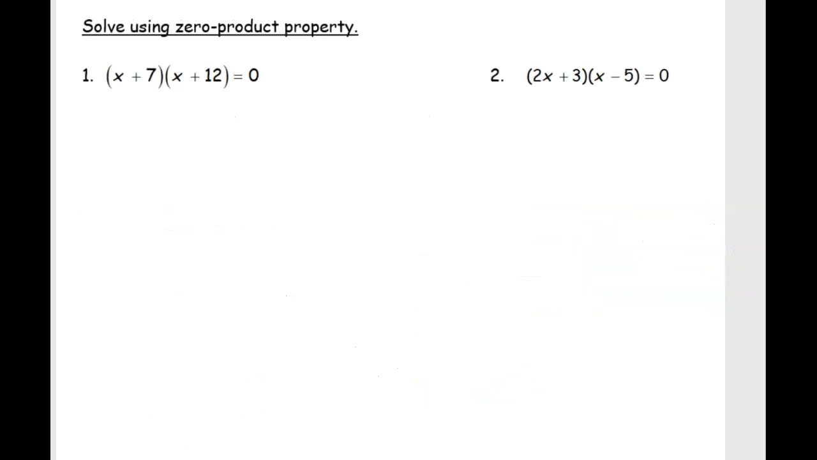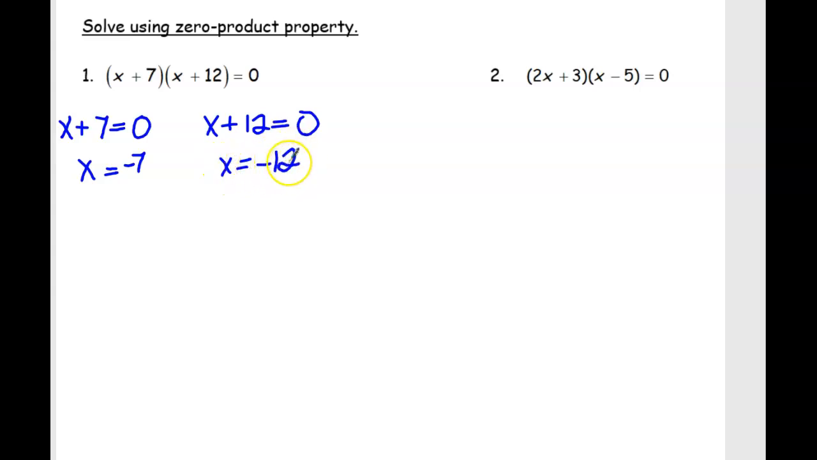So we're using the zero product property, which means each of the factors can be set to 0 to find the solution. So with number 1, if we set x plus 7 equal to 0 and x plus 12 equal to 0, we get our two solutions. x is going to be equal to -7 and x is going to be equal to -12. Okay, so in that case, our solution set is -12, -7. I like to start at the lowest value.